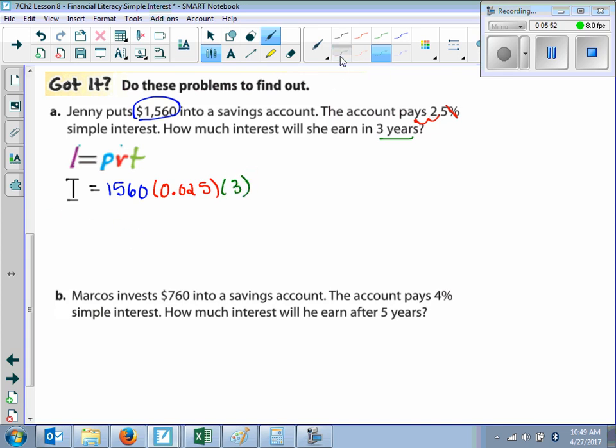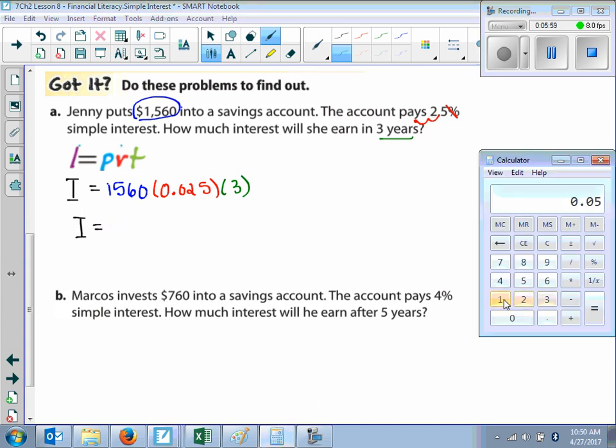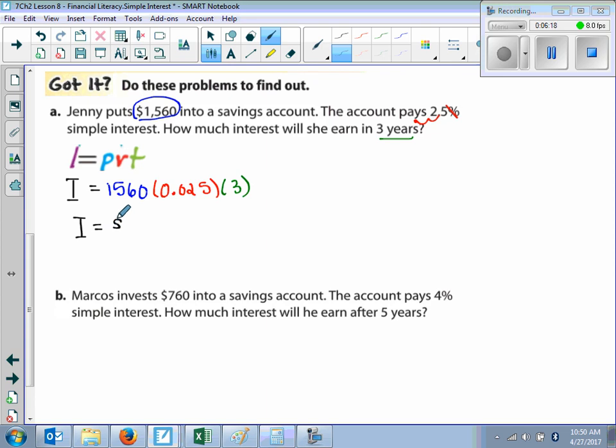So now, to find our final answer, to find the interest, all we do is multiply those all together. So we have 1,560, right, times 0.025 times 3. And we get $117. Let's double check your multiplication.